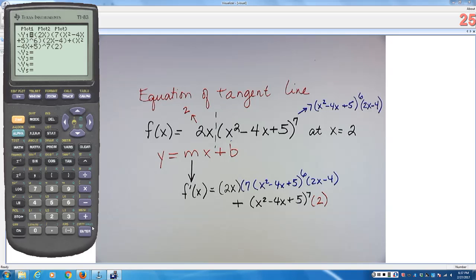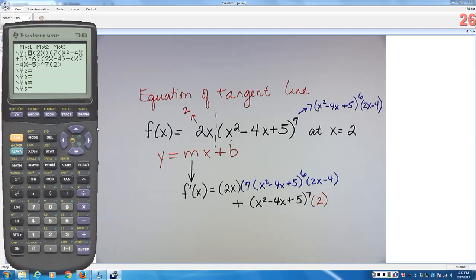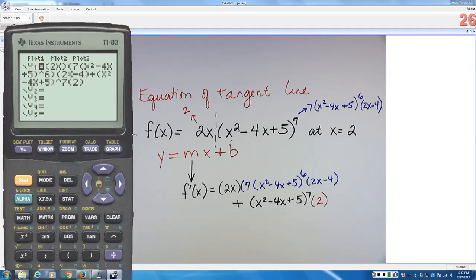I'm going to check very carefully that I kept all the parentheses, put everything in the right place, didn't mess anything up. So 2x in parentheses times 7 times x squared minus 4x plus 5 in parentheses to the 6th power times 2x minus 4 in parentheses plus x squared minus 4x plus 5 in parentheses to the 7th power times 2. And it will do the exponent before it does the multiplication. Then I'm going to go back to the home screen.